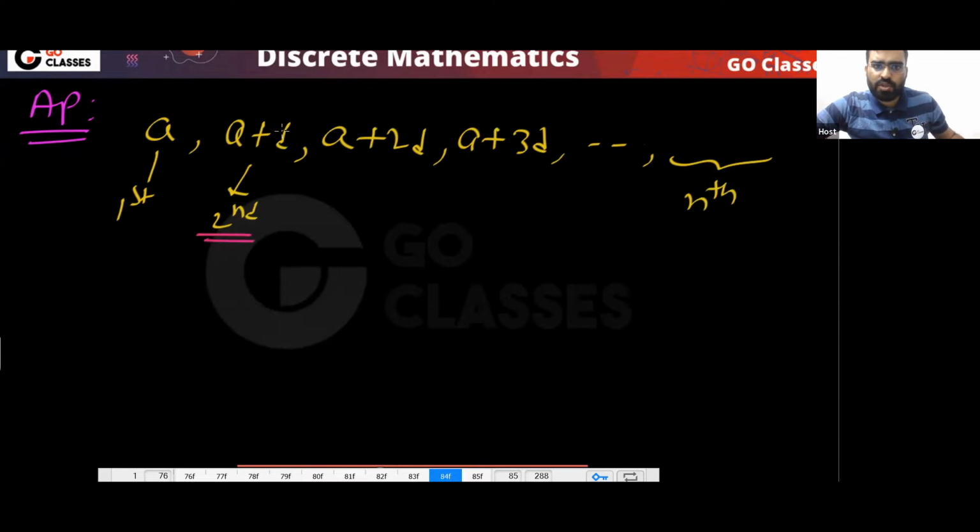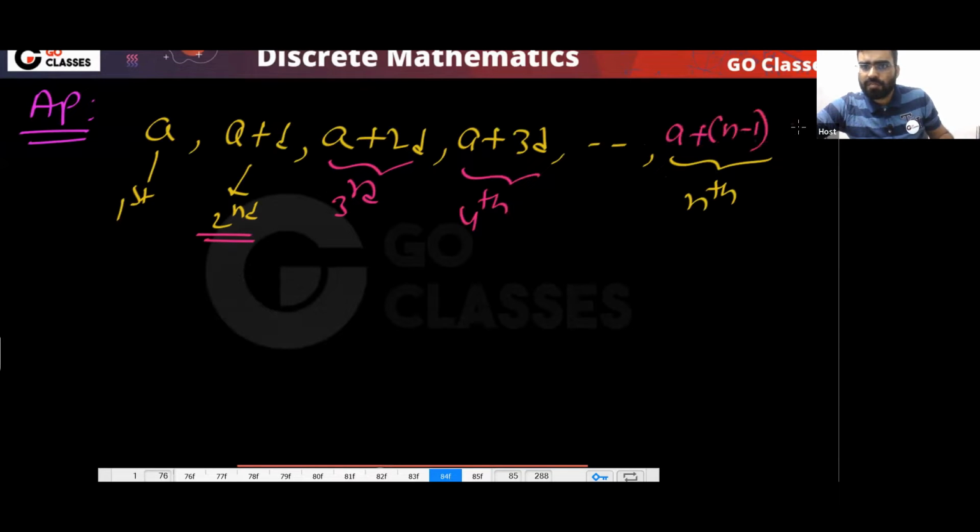In the second term, you have 1. In the third term, you have 2. In the fourth term, you have 3. So in the nth term, you will have n minus 1. This will be the AP.